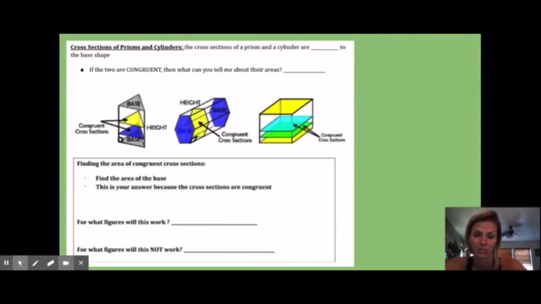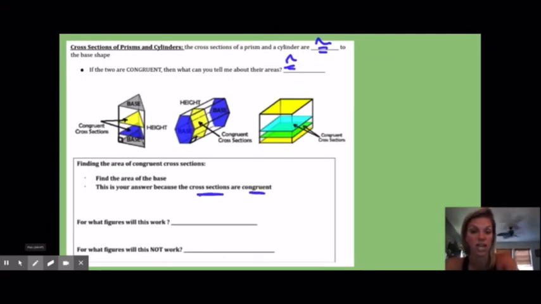Okay, so let's quickly review everything that we've done with cross sections. Cross sections of prisms and cylinders are congruent to the base shape. If the two are congruent, what do you think you could tell me about the area of the cross section? Well, it's going to be congruent to the area of the bases. So if I wanted you to find the area of a cross section, if you have a prism or a cylinder, you just find the area of the base shape, and that is your answer because the cross sections are congruent.